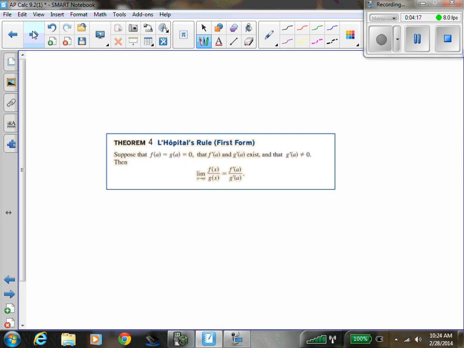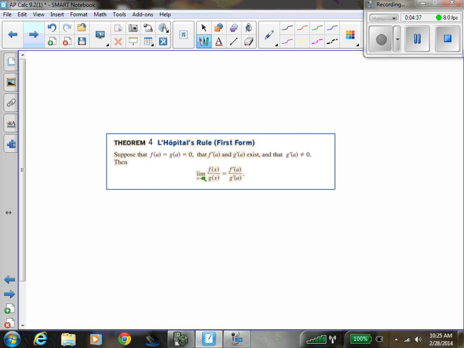All right, then this statement is true. The limit as x approaches, I can't read what that says there. It can either be infinity or it can be A, of f of x over g of x. It should be an A right there. All right, it should be f prime of A over g prime of A.